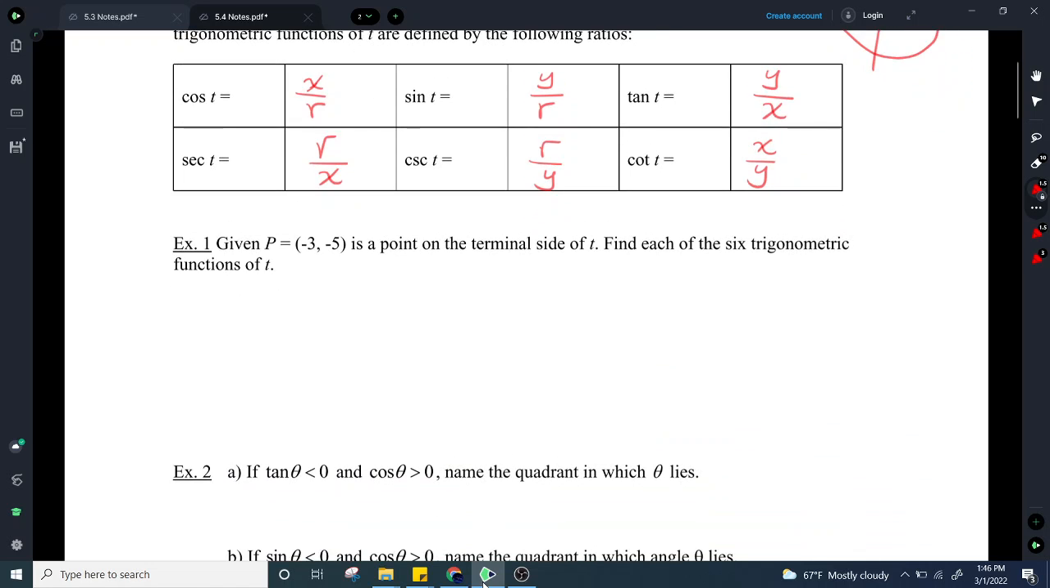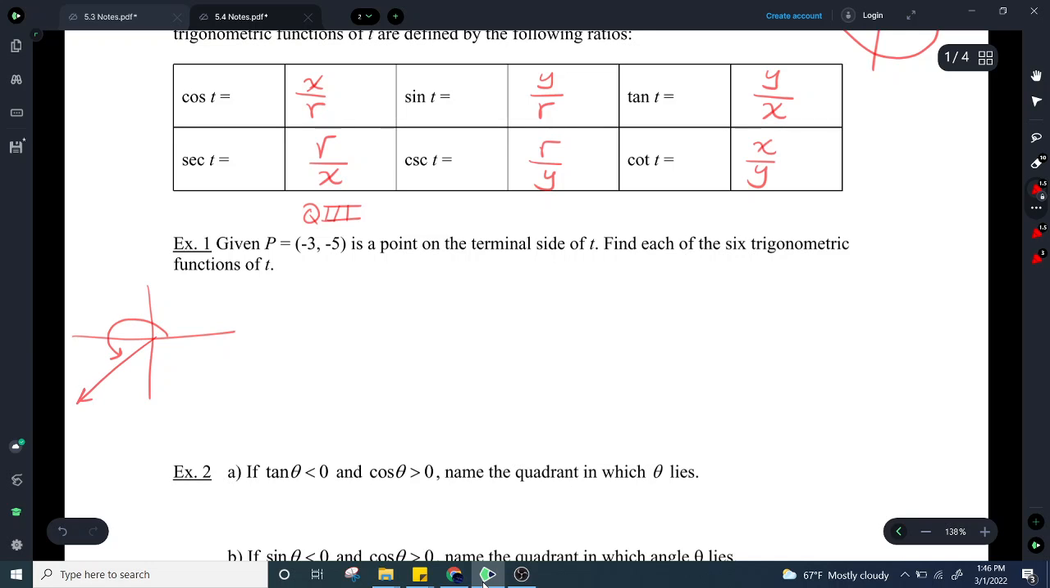So the first question says, given that P is a point on the terminal side of t, what quadrant is this in, by the way? If I'm at -3, -5, that means I'm in quadrant 3, right? So if we were to make a quick sketch of this, we're talking about an angle that, if we rotate it, puts us in the third quadrant somewhere. I don't know exactly where, but I know that there is a point on the terminal side of t, so t would be this entire angle, and that point is at -3, -5. That's what they're telling us. They want us to find each of the 6 trig functions.